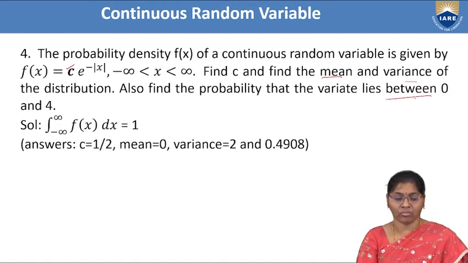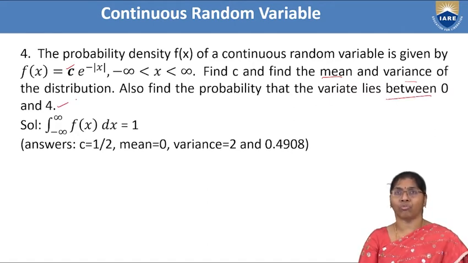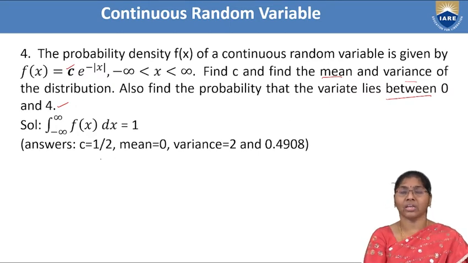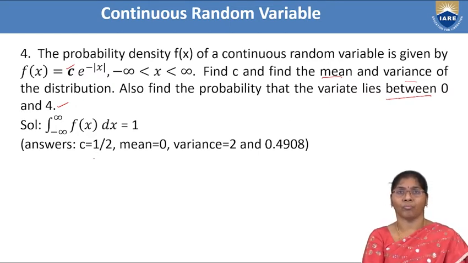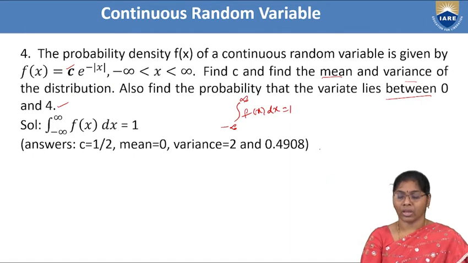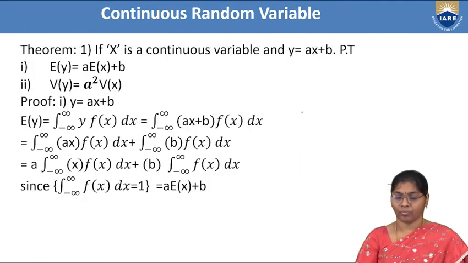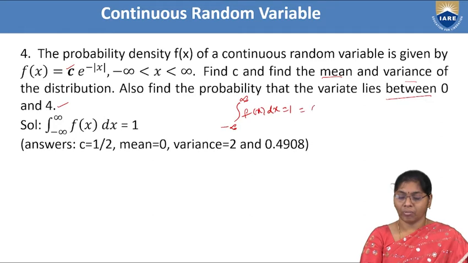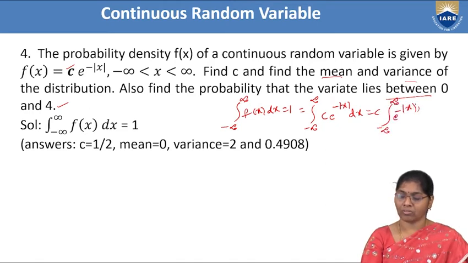Here they are asking extra, between 0 and 4 also. Earlier we found a; like that, here we are finding c. The integral from minus infinity to infinity of f of x dx is equal to 1. What about f of x here? It is c into e power minus mod x dx. Here c is a constant, so c into the integral from minus infinity to infinity of e power minus mod x dx.